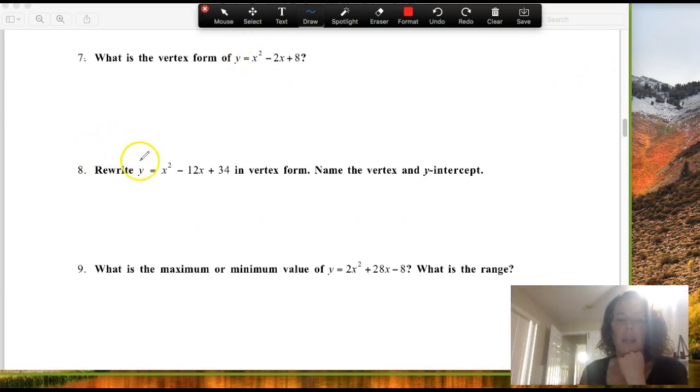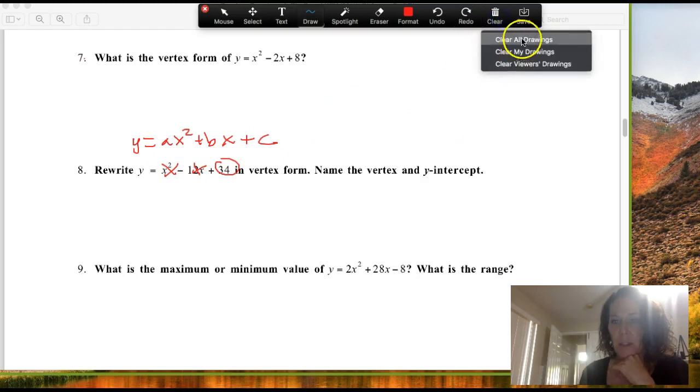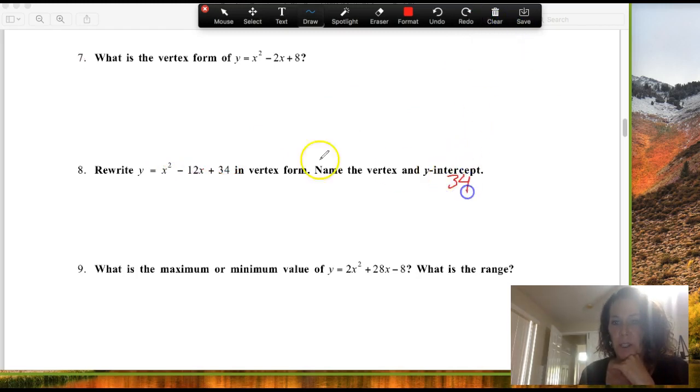Okay, number 8, we're going to rewrite this one in vertex form. We're going to name the vertex and the y-intercept. The y-intercept is really easy to find. To get a y-intercept, you plug in 0 for x. So your y-intercept is always c. When you're in standard form, y equals ax squared plus bx plus c, a, b, and c, your y-intercept is always c, because if I plug in 0 for x, this becomes 0, and this becomes 0. It's just 34. So bam, found my y-intercept already. It is 34. It's way easy to see in standard form, way easier than in vertex form.